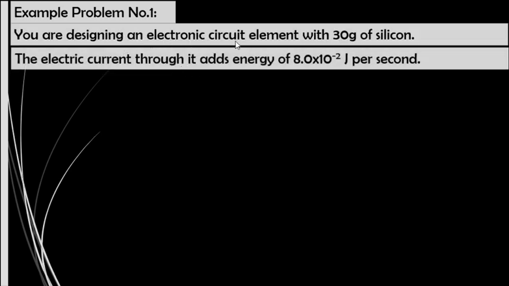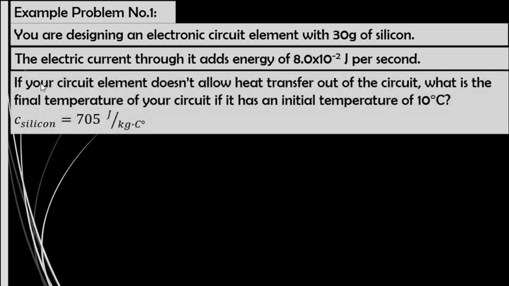Let us have our first example problem about heat. You are designing an electronic circuit element with 30 grams of silicon. The electric current through it adds energy of 8.0 times 10 raised to negative 2 joule per second. If your circuit element doesn't allow heat transfer out of the circuit, what is the final temperature of your circuit if it has an initial temperature of 10 degrees Celsius?